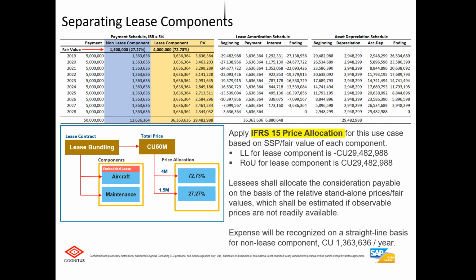So if we calculate the price allocation, for the lease component the total for 10 years will be 36,363,636.36, while for the non-lease component it is 13,636,363.64. So based on SSP and fair value for each component, we can now calculate the lease liability and ROU asset for the whole 10 years, which is equal to 29,482,988. And as for the expense, it will be recognized on a straight-line basis for the non-lease component, which is 1,363,636.